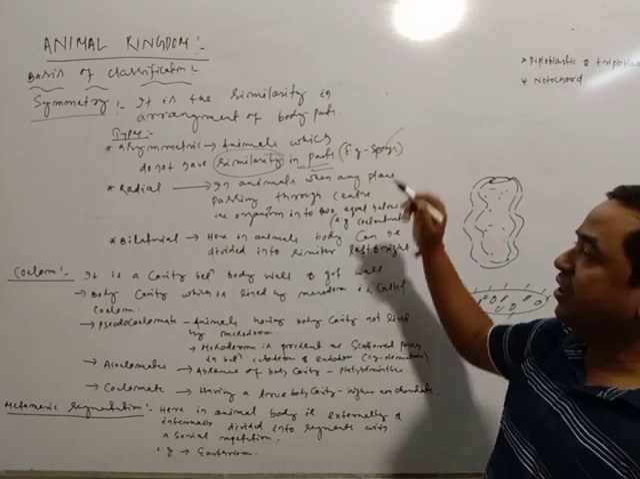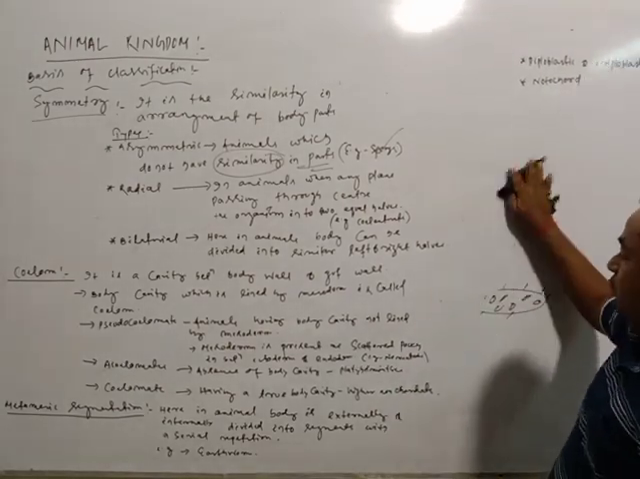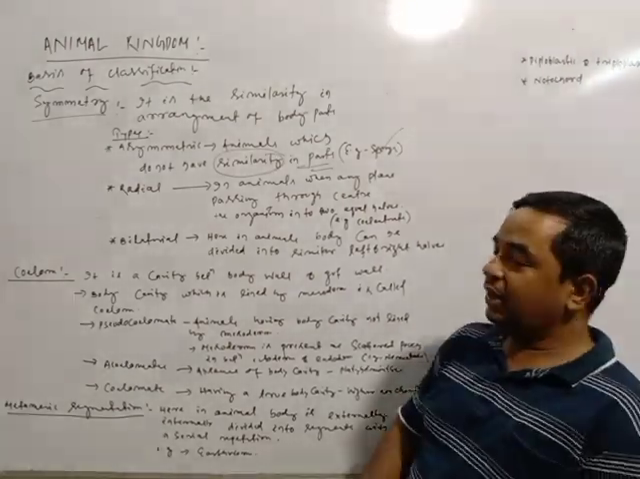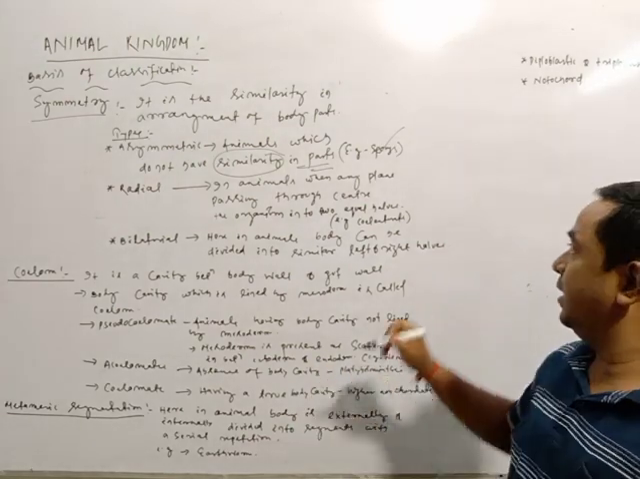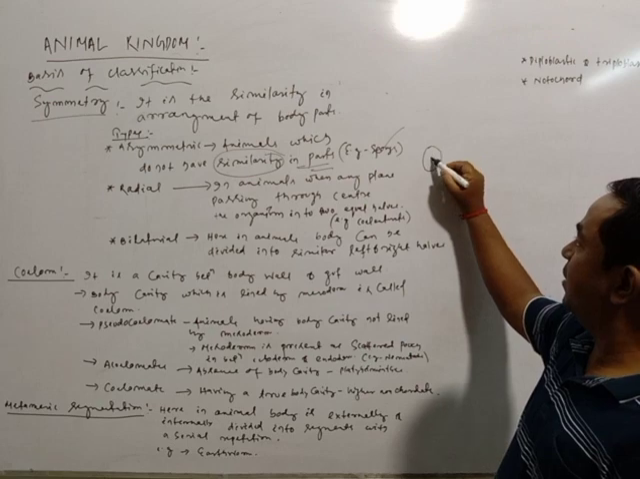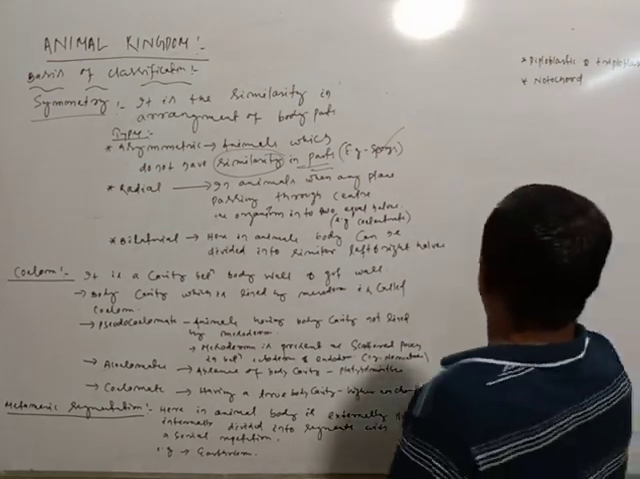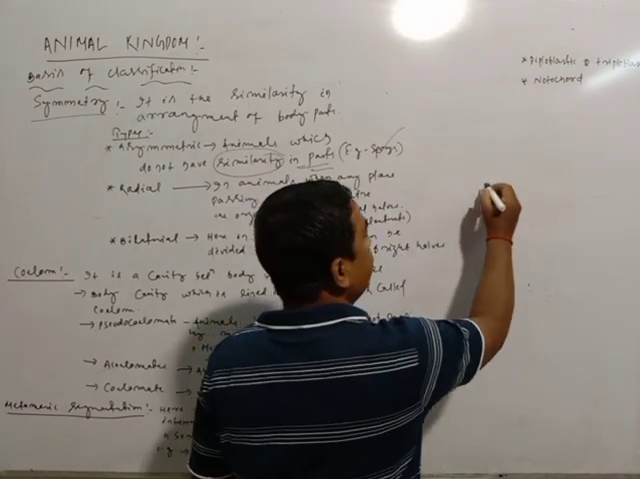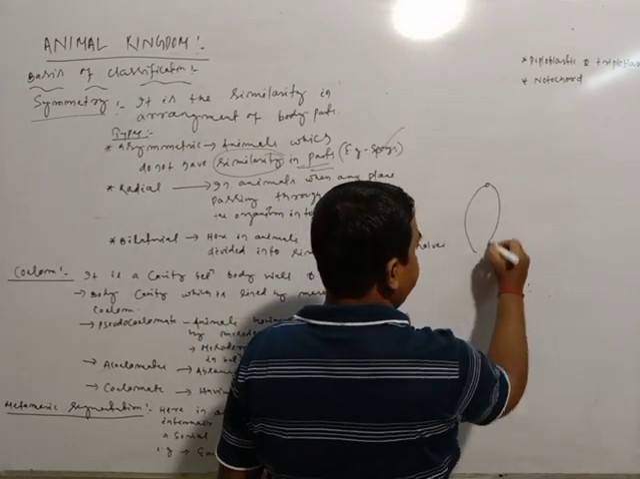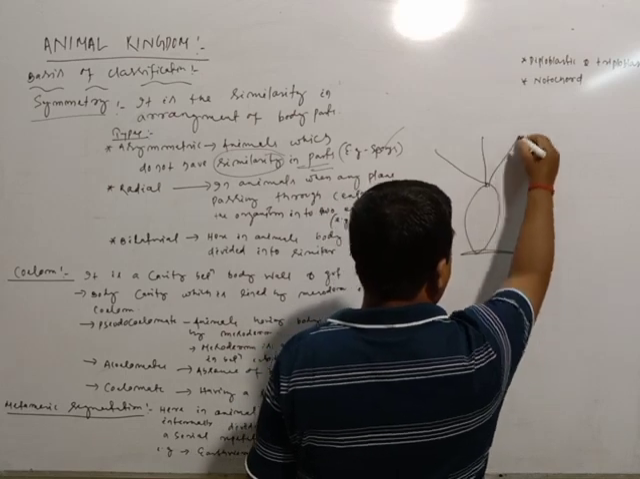Example, sponges. So then radial symmetry. So what is radial? Radial means as radius. So suppose this is a circle and this is your center and this is your radius. And in animals, let us say in case of Hydra, it has various tentacles.